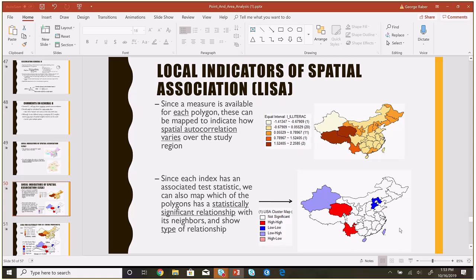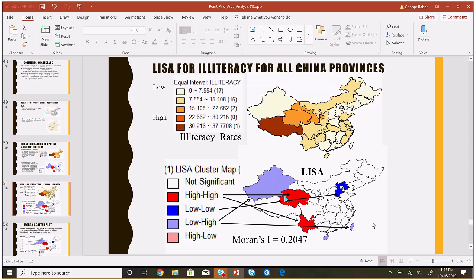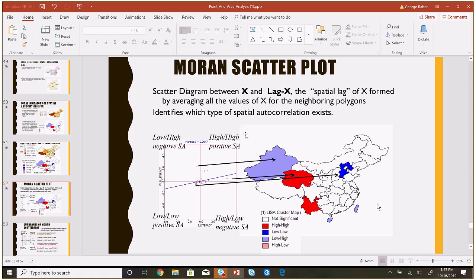So this is showing you where the exceptional values are that are a lot different. Okay. So let's talk about what this actually means here and how it gets derived. That's really the same map there. This is how it gets derived. Think about that scatter plot originally that had illiteracy and the lag of illiteracy in this case. In other words, the neighboring illiteracy.